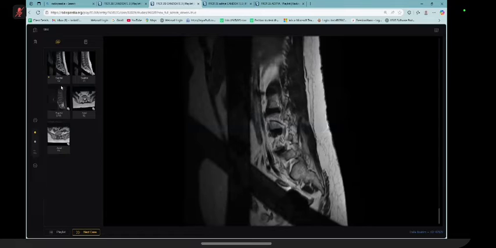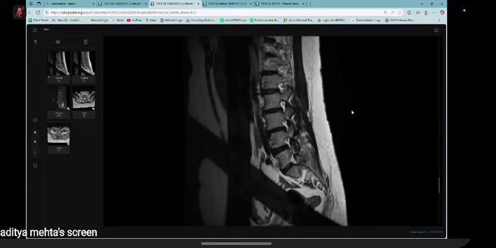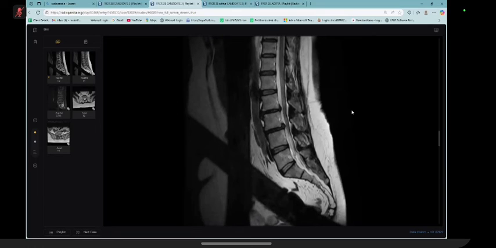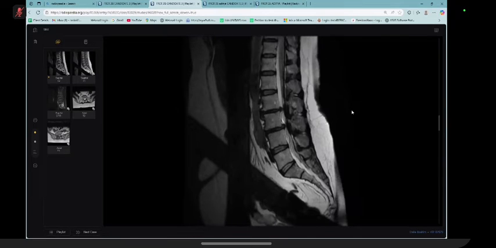Okay, you can take it. This patient is having back pain, gradually increasing over 2 months. The patient's age is around 50 years. You can scroll it and let me know what you think about this.